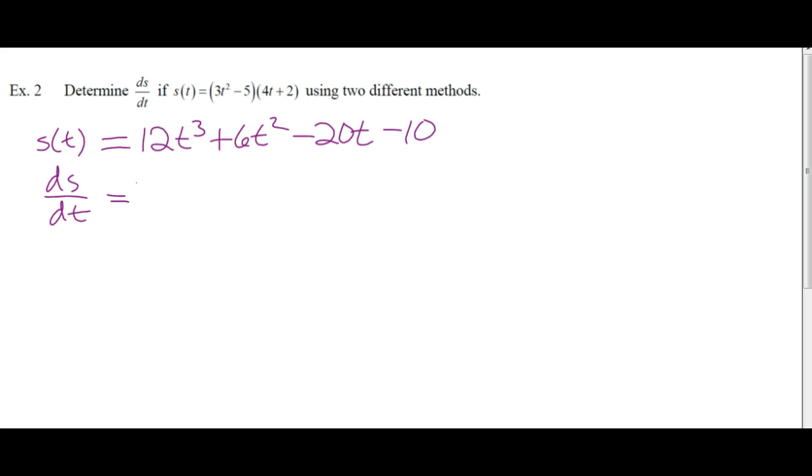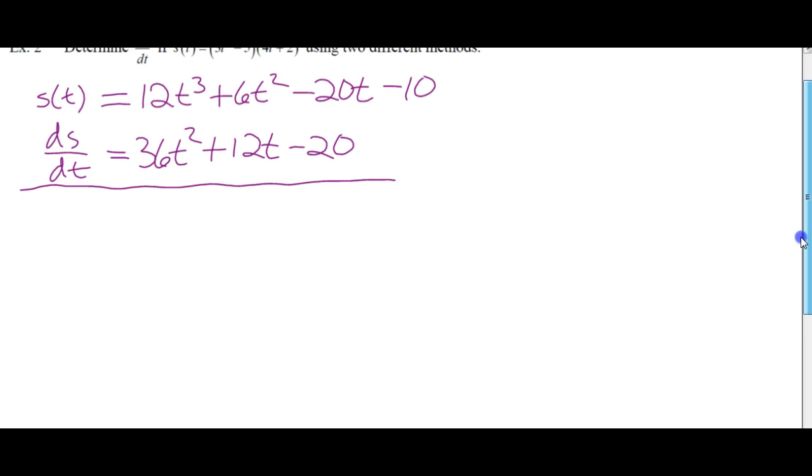All right, fine. 36t squared plus 12t minus 20. Oh yeah, the derivative. That's what we were doing. Sorry, I thought we were doing something else. Okay, so that's one way, right? You multiply out. The other way would be to use the product rule.